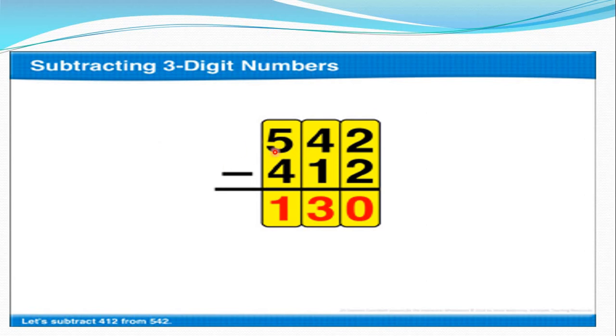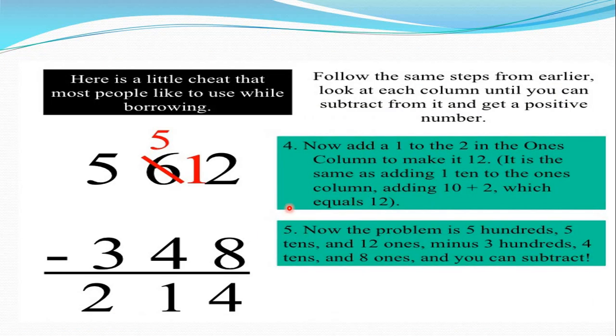Okay, and then further subtracting a 3-digit number. One example is here for you. 2 minus 2, how many? 0. 4 minus 1, 3. 5 minus 4, 1. Understood? Then after, here the example is very easy. First of all we have 562 minus 348.